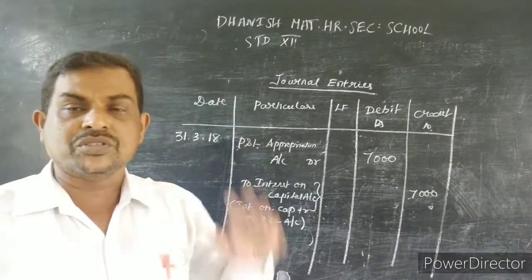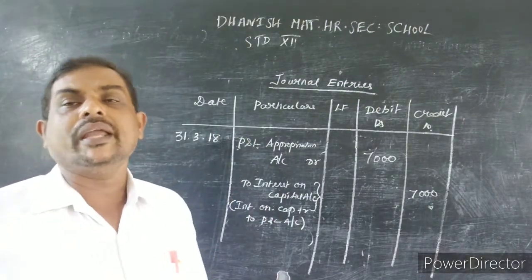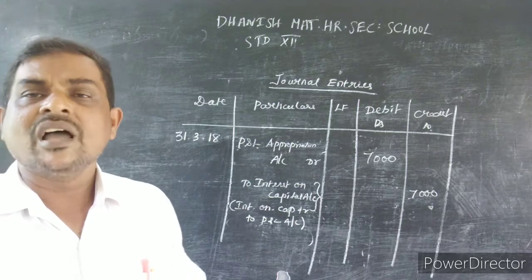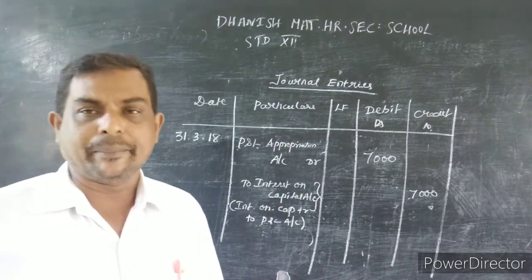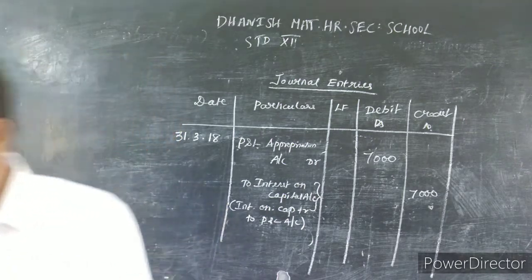Okay, this is a 3 mark question. First you have to find out the interest on capital for both the partners. After that you have to pass 2 journal entries regarding interest on capital.